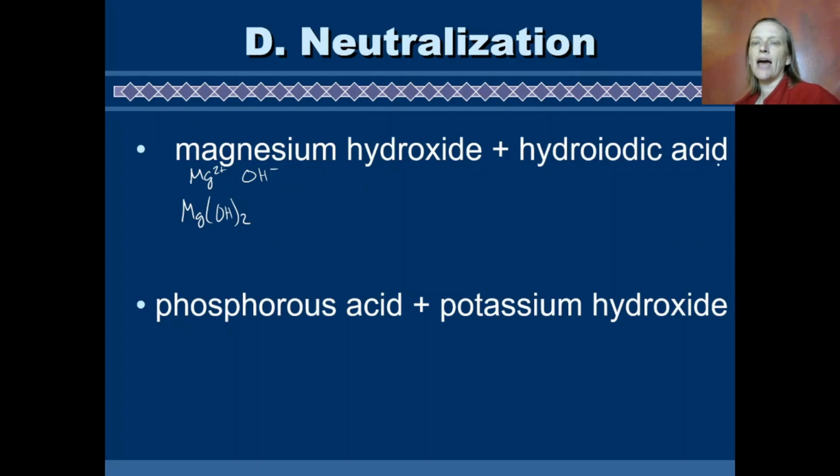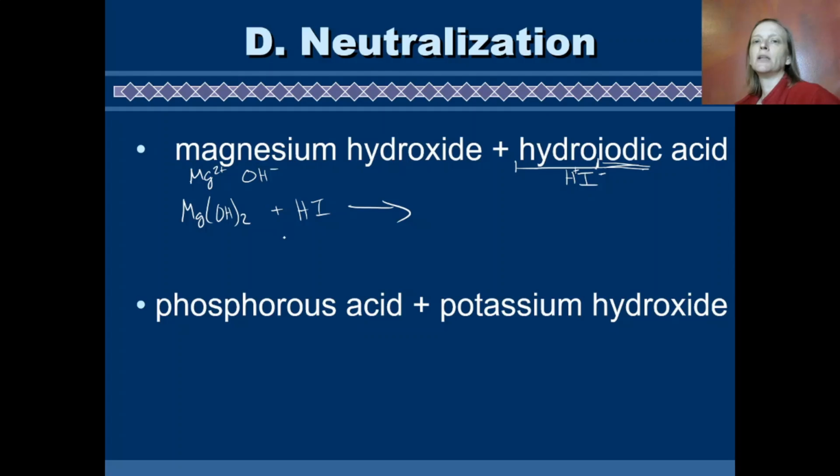plus hydroiodic acid. This is where our new naming skills come in, being able to recognize what hydroiodic means. When we see that hydro, it means we have just a two-element acid, hydrogen plus one other element. And in this case, since it begins iodo, I know that the element is iodine. So hydrogen ions have a charge of +1, iodine has a charge of -1, so the correct formula is HI.